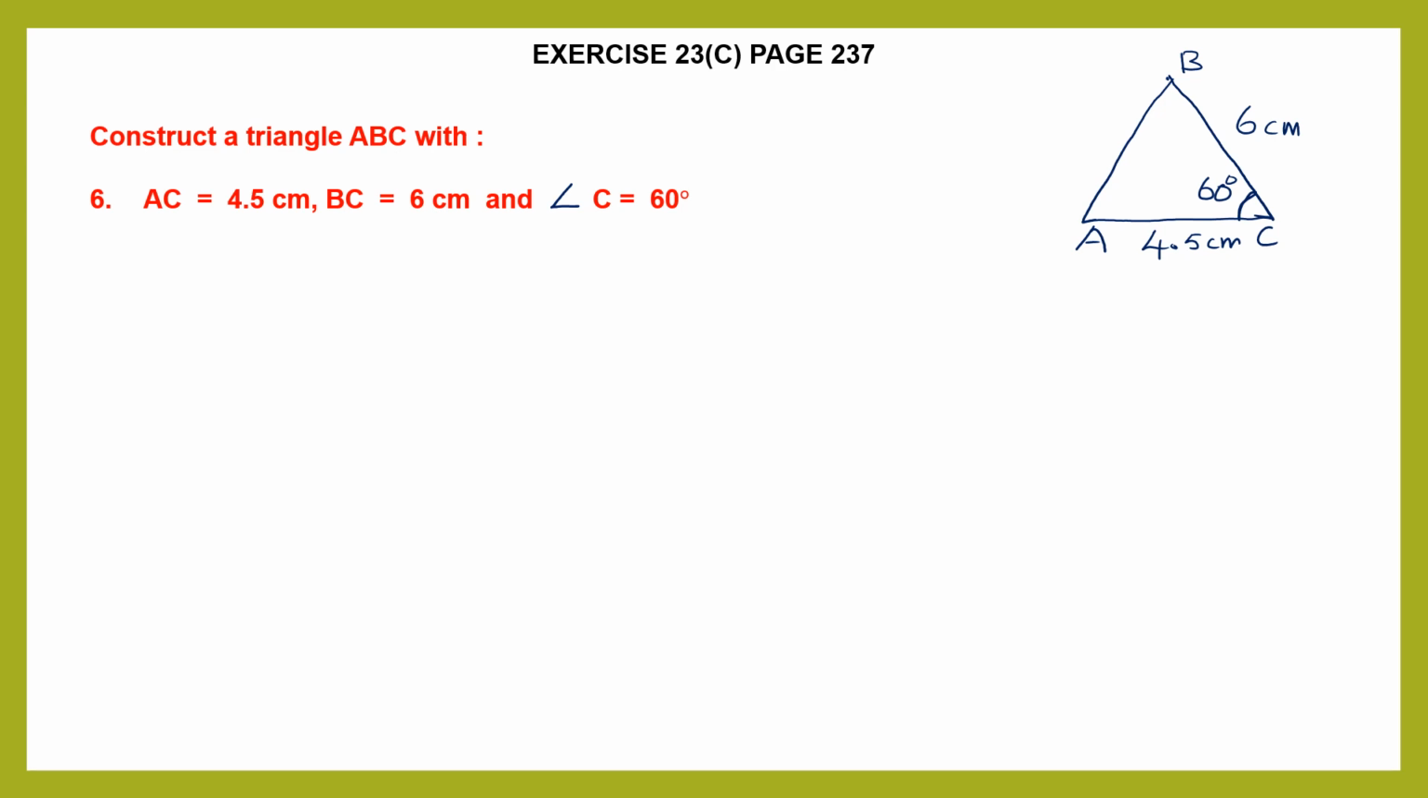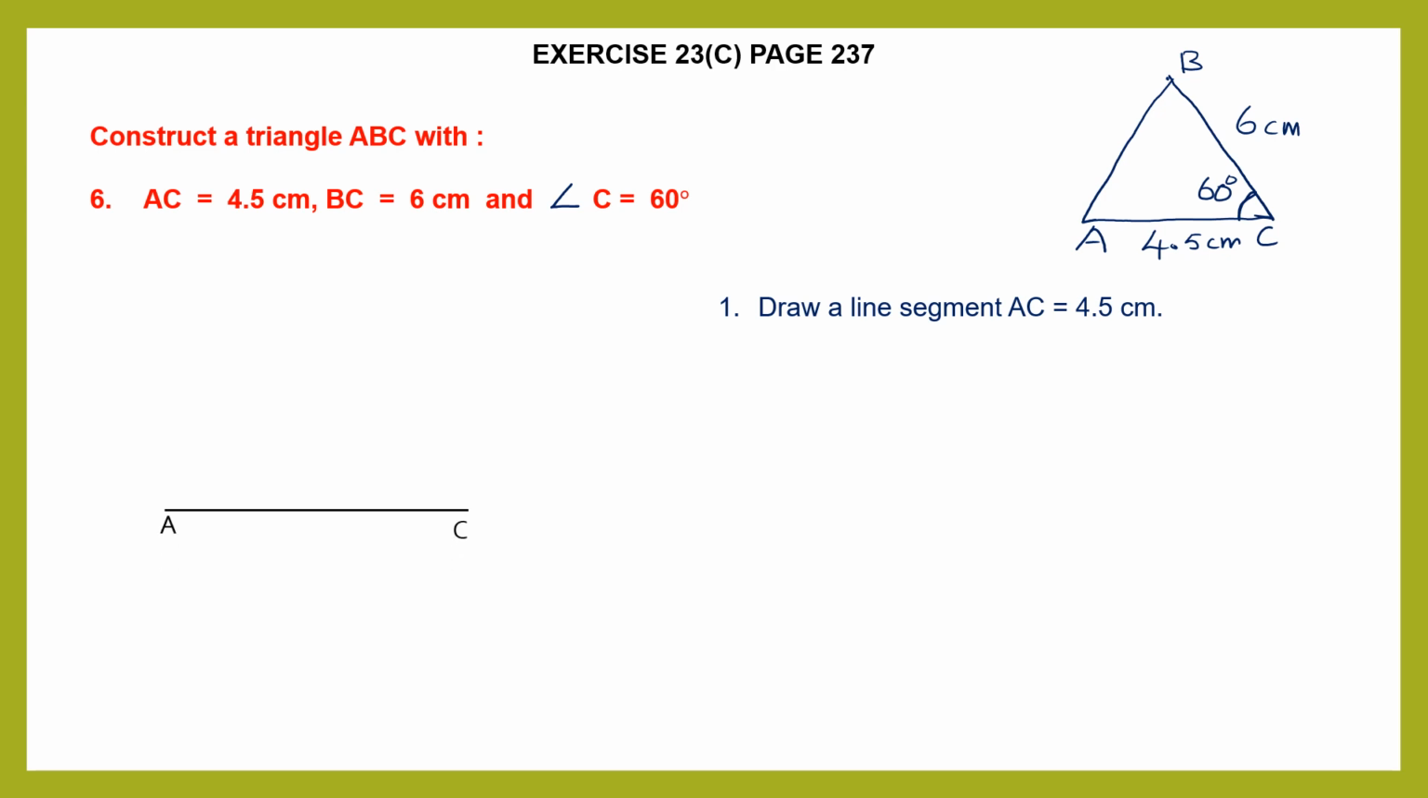So this is what it looks like. AC is 4.5 centimeters given in the question. Then we have BC 6 centimeters also given in the question and angle C is 60 degrees. So this is where your 60-degree construction should come. So let's begin. First step, draw a line segment AC. So we have AC, with the help of your ruler, you must draw this line segment.